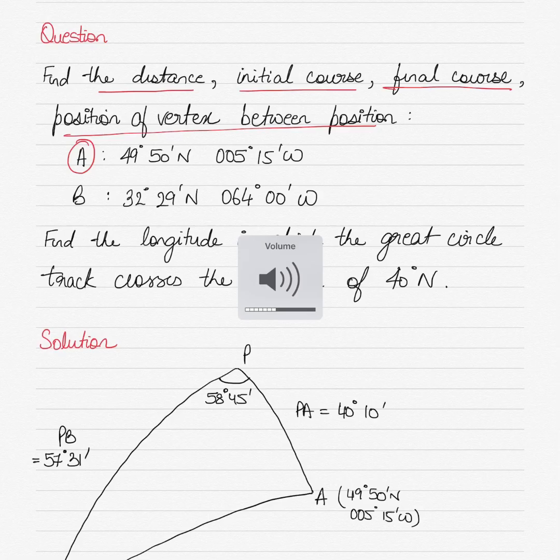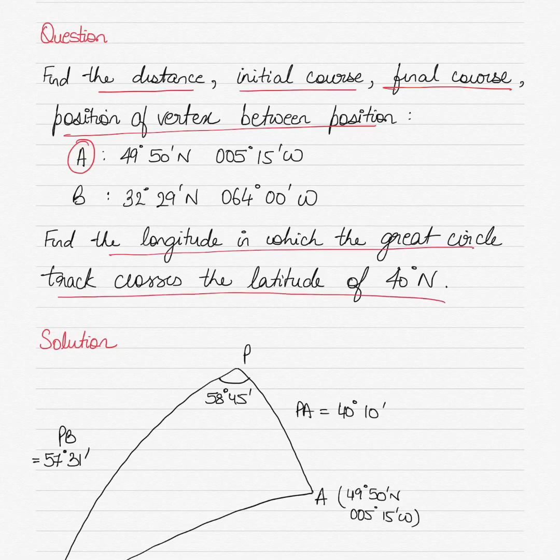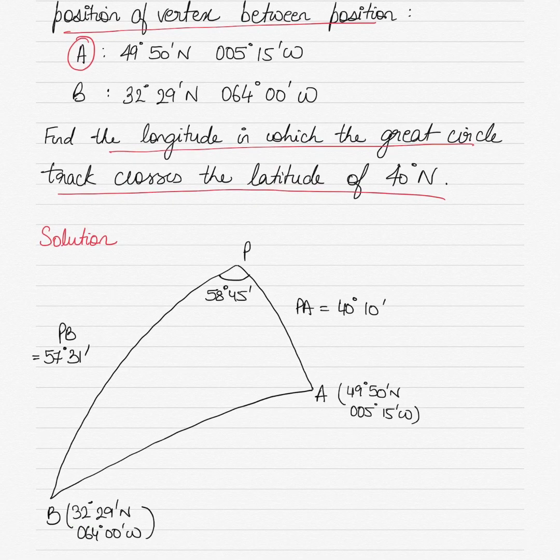We also have to additionally find out the longitude in which the great circle track crosses the latitude of 40 degrees north. Alright, so let's start with the question here. To start, we first have to draw a sketch which roughly represents what we have in the question. So we have position A and position B. You can see that position A is north of position B, and position B is west of position A. That is how you have to draw the diagram.